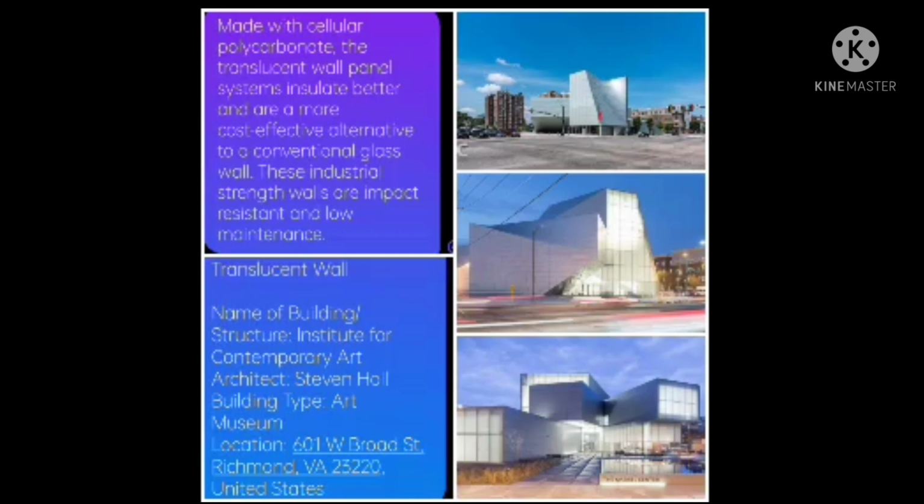Translucent walls are made with cellular polycarbonate. The translucent wall panel systems insulate better and are a more cost-effective alternative to a conventional glass wall. These industrial strength walls are impact resistant and low maintenance.